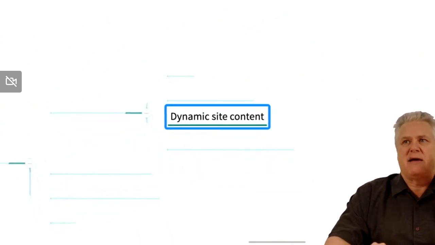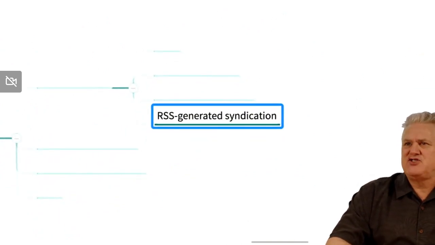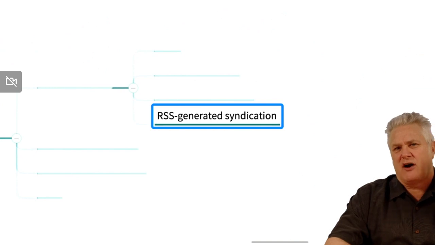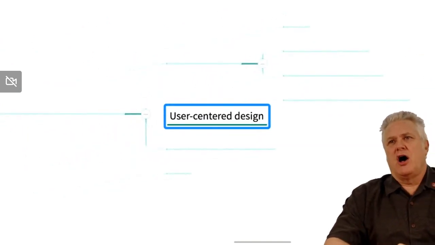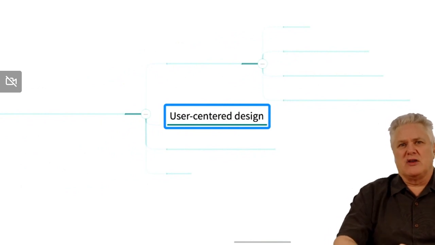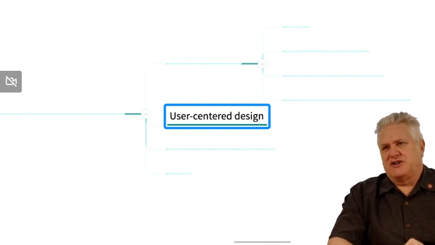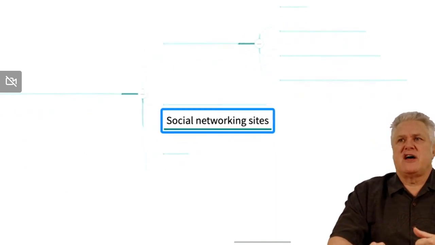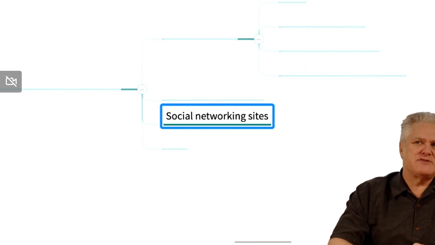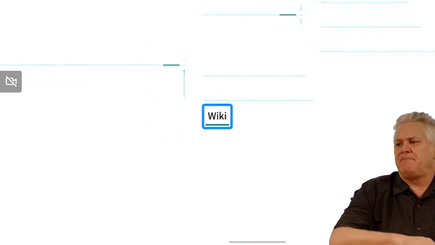Any kind of advanced gaming, dynamic sites, not so much RSS generated syndications. Those things are nice. They don't cause a lot of application work to be done or a lot of testing to be done because it's kind of a broadcast technology. But we're talking about user-centered design. Really, that comes down to social networking sites and maybe wikis.